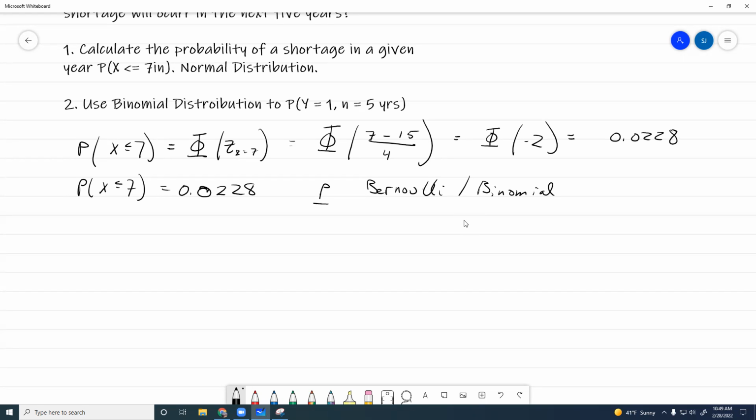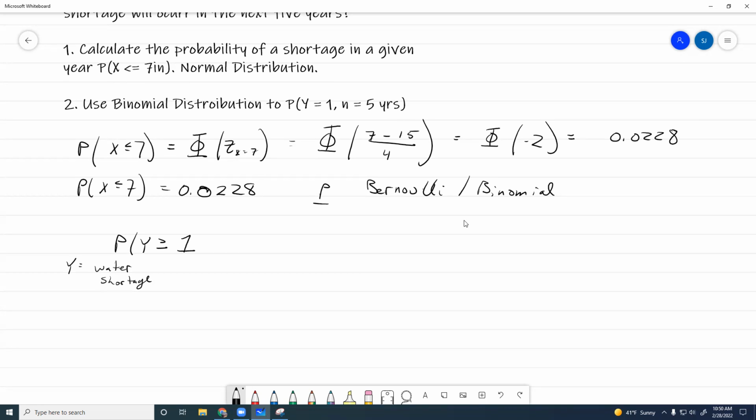Now we go to the next part of this. And so we want to say, what's the probability that Y is, we said at least 1. So how do we write that out? How do we write at least 1 water shortage? Greater than or equal to 1.